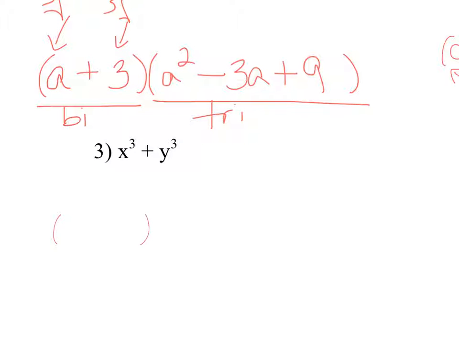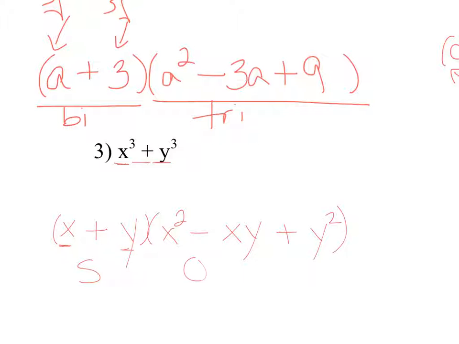So let's do it again. Little cheek, big cheek. Take the cubed root of each one of those. Cubed root of x cubed is x. Cubed root of y cubed is y. Take this one and square it. Multiply them together. Take the last one and square it. It's positive, so it's positive here, minus, plus. Same, opposite, always positive. SOAP.